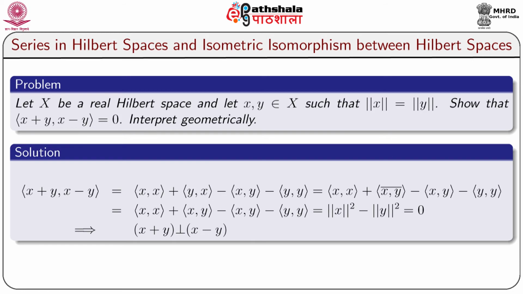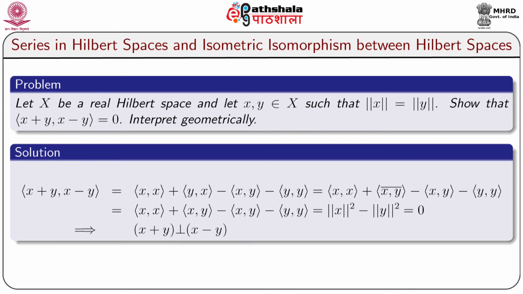Now, in this context, let us take a problem. Let X be a real Hilbert space and let x comma y belong to capital X such that norm x equal to norm y. Then inner product x plus y comma x minus y equal to 0. Now, we are going to try a solution of this problem.